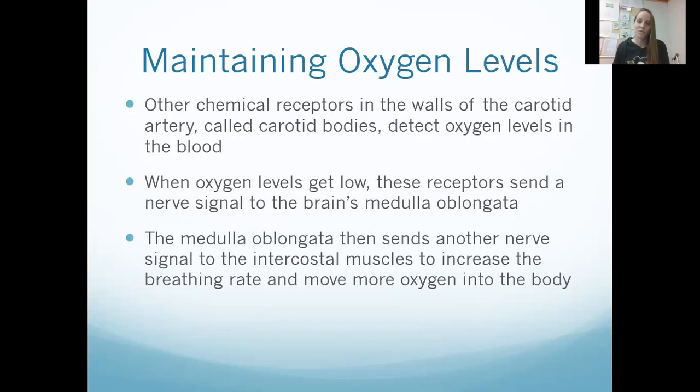If that oxygen level drops, those receptors send a signal to the medulla oblongata. And then just like with the carbon dioxide regulation, the medulla oblongata sends a nerve signal to the intercostal muscles. Your intercostal muscles contract more, speeding up your breathing rate to move more oxygen into the body.